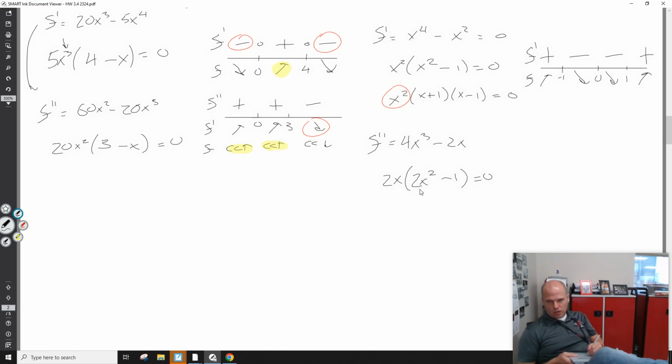If I wanted to solve this, it's probably easier than to factor it. You have 2x squared minus 1 equals 0. You get x squared equals 1/2. You get x equals plus or minus root 1/2. Those are possible points of inflection. We also have x equals 0 from this one.